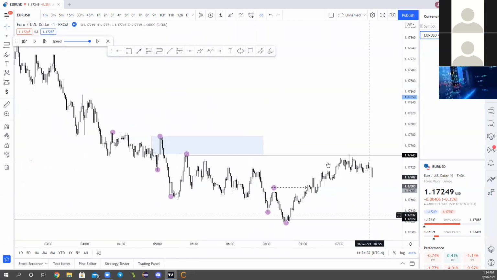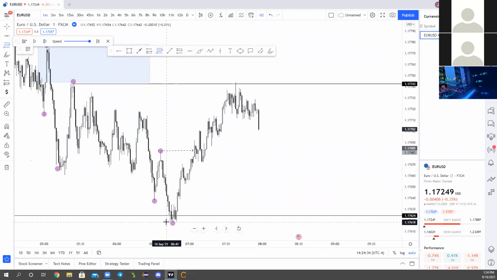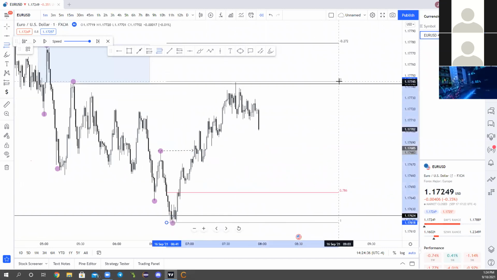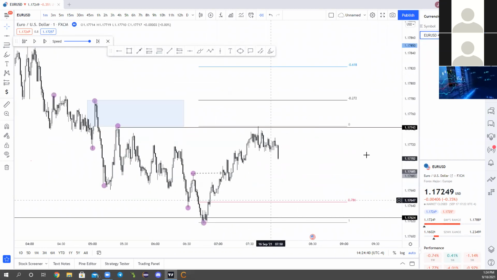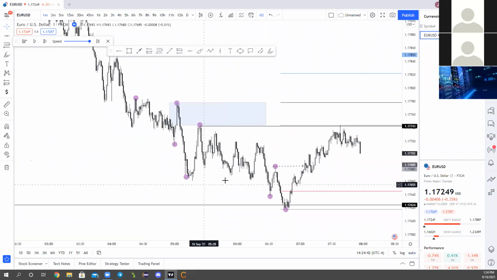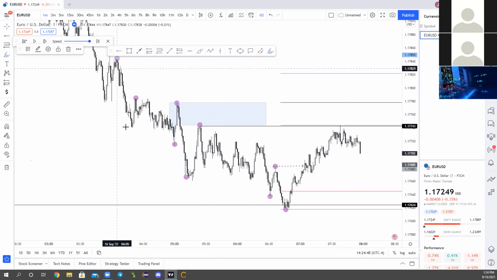And then we broke structure here. So let's see, could you have gotten an opportunity at the 78.6? This is a single leg to the upside because this is the BOS. And again, focus on the definition of structure. Here, I'll even go a little farther back. High, low, high, low, high, low, high.